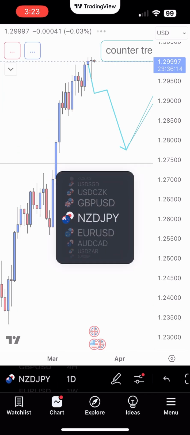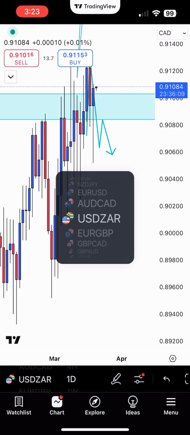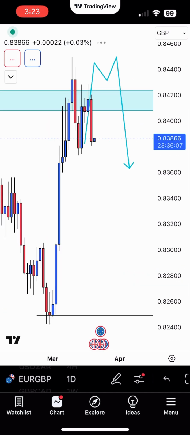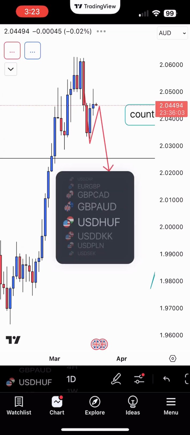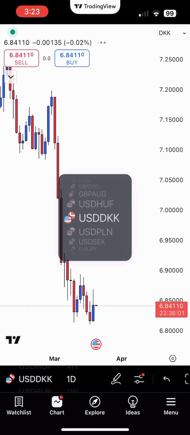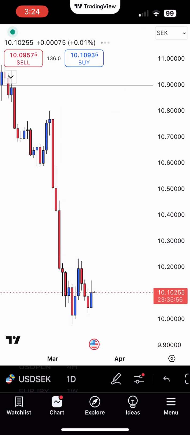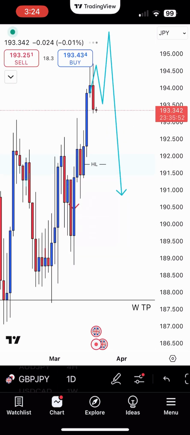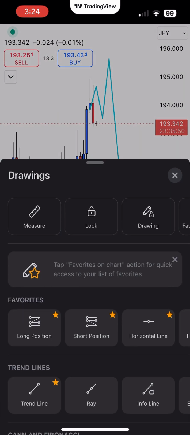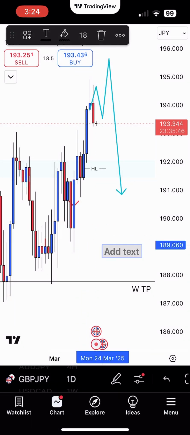Same thing, needs a daily shift, because all the dailies are not in trend right now. So we need the daily to shift. EURGBP needs a daily shift. GBPCAD needs the daily to shift. GBPAUD. USDHUF needs a shift. USDDKK needs a shift. USDPLN needs a shift. USDSEK still needs a daily shift. EURJPY needs a shift. AUDJPY needs a shift. GBPJPY needs a shift. And that's all of the ones that need the daily shift of structure.